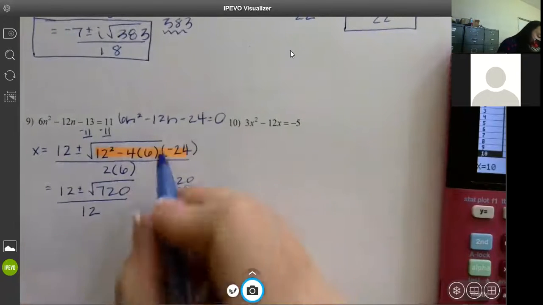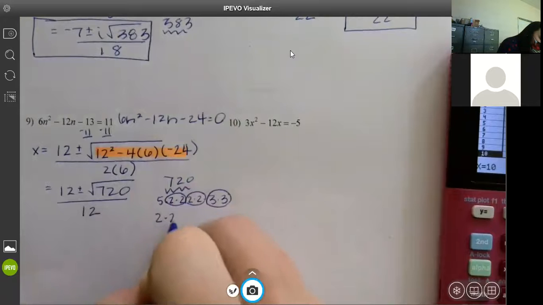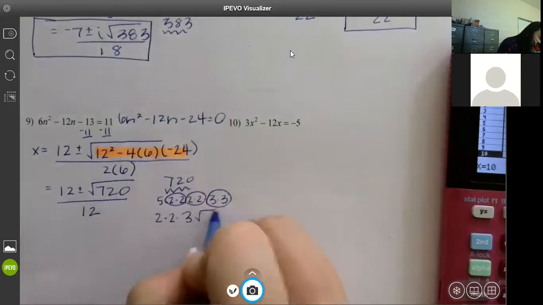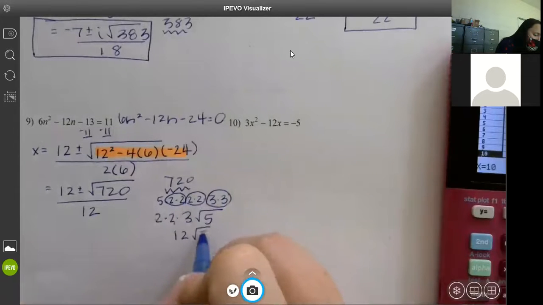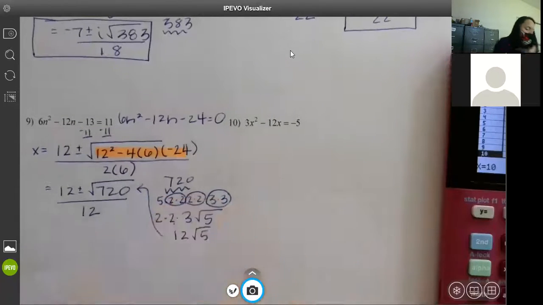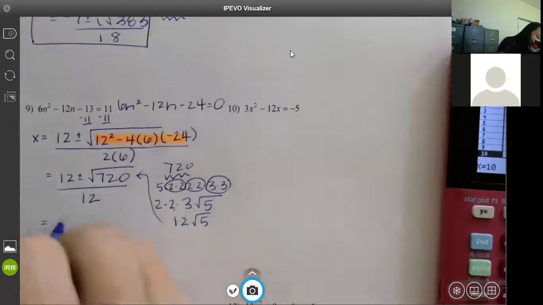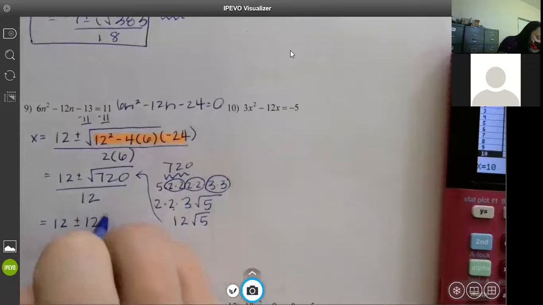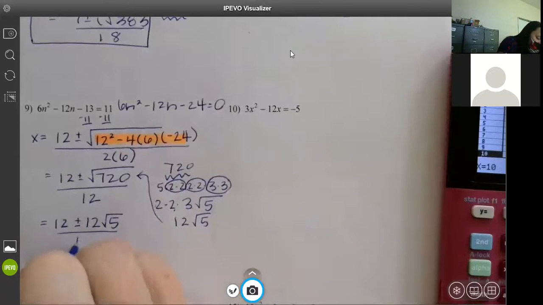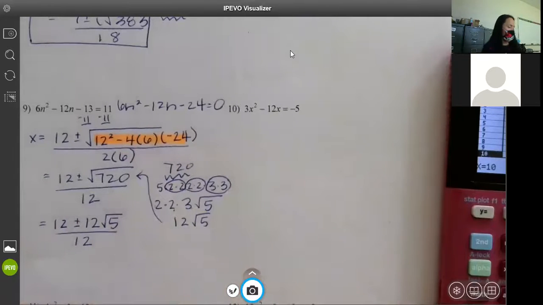So this is what it's going to look like. I pulled out a 2, and a 3, and I left a 5. Okay, so I pulled out a pair of 2s, a pair of 2s, a pair of 3s, and I did not circle the 5. 2 times 2 is 4, times 3 is 12. Square root of 5 is going to replace this 720. So I get 12 plus or minus 12 square root 5 divided by 12.